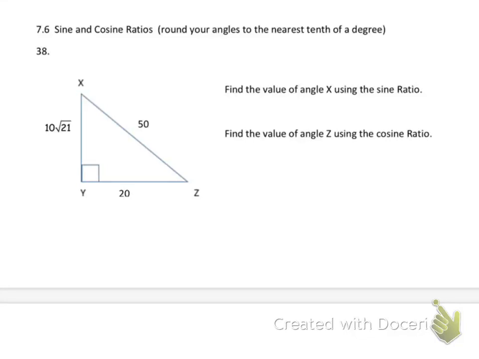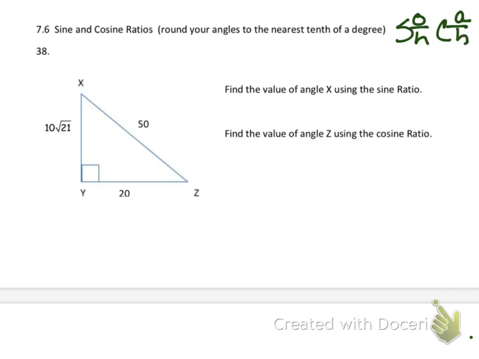Okay, so in this video we're going to do the 7.6 sine and cosine ratios as part of the review for the Ryken Geometry Final. So sine and cosine ratios, that's going to be SOH and CAH.